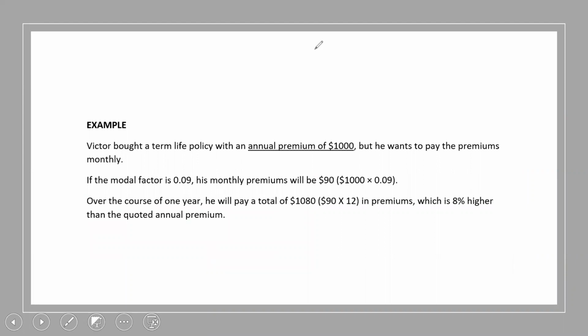Let's look at an example. Victor bought a term life policy with an annual premium of $1,000, but she wants to pay it monthly. So if the modal factor is 0.09, her monthly premiums will be 1,000 times 0.09, which comes to $90. And she's going to pay a bit more over the course of a year, because if you multiply 90 by 12 months, it ends up being $80 more than the annual premium.